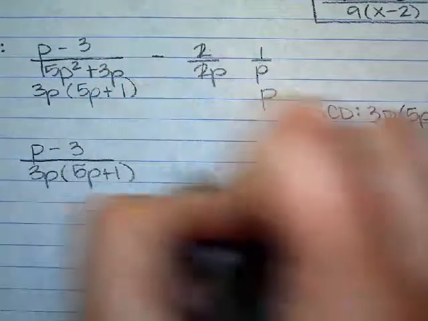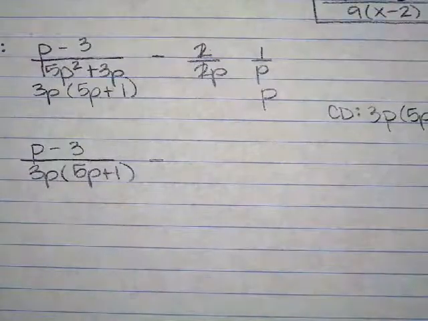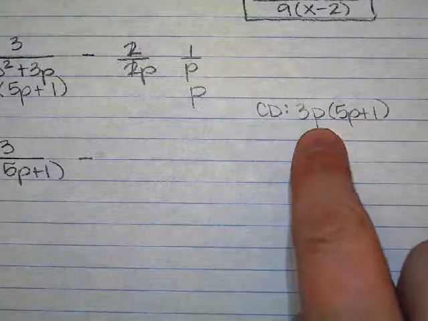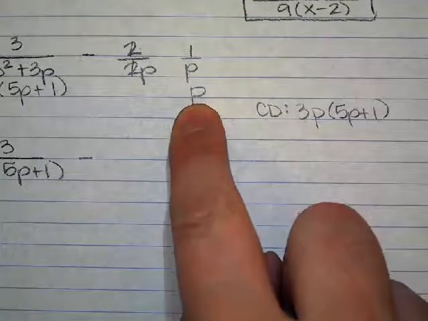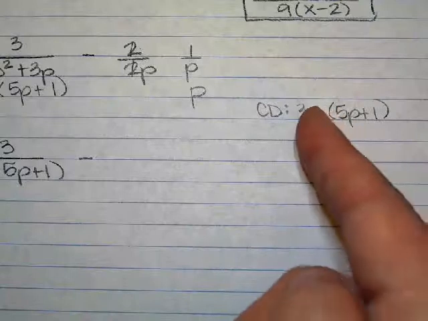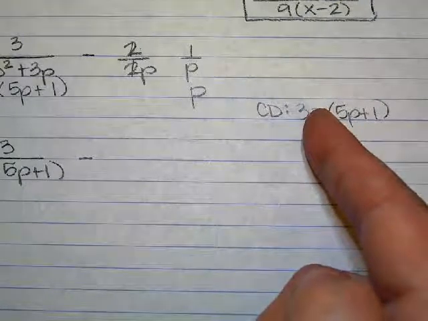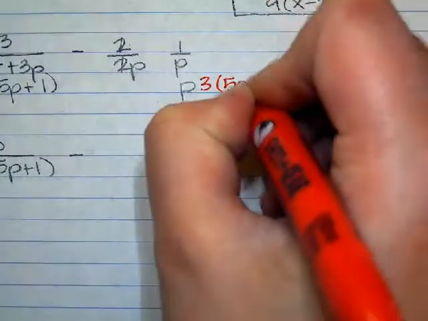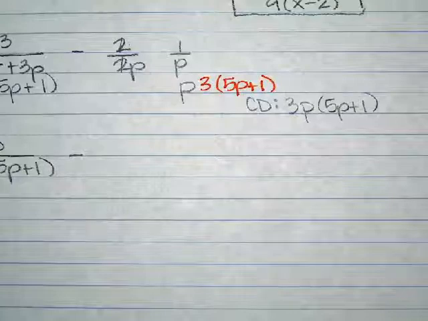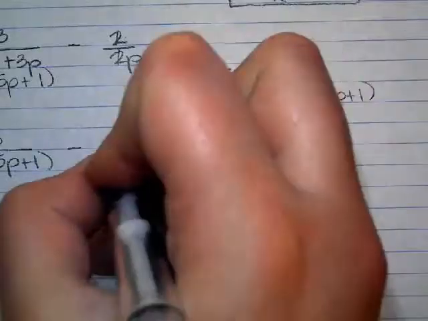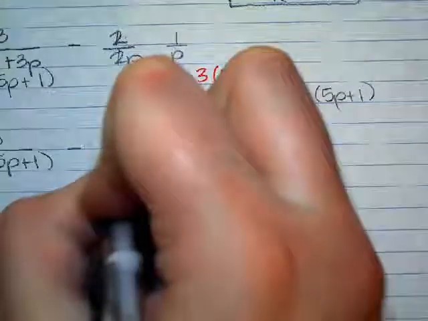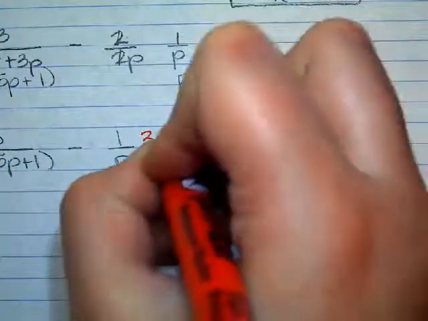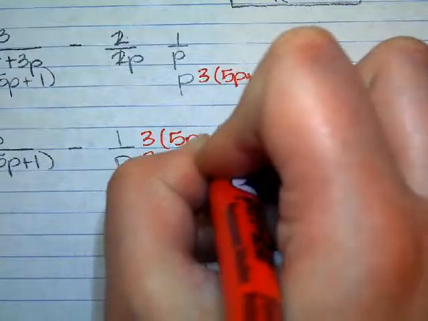And then what do you guys notice about the second fraction? Just a 1. Well, not just a 1, it just has the p, right? So what is it missing? The 3. It's missing the 3, and it's missing the 5p plus 1. Okay. So for the second one, we're going to write the 1 and the p, and then it's missing the 3 and the 5p plus 1. Okay.